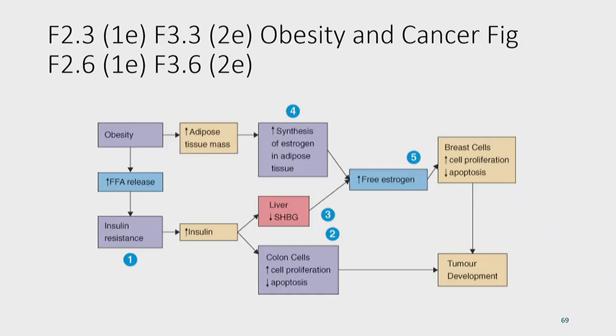With increased levels of adipose tissue and also increased free estrogen in the blood, a synthesis of estrogen occurs in this tissue. So by the two pathways, the levels of free estrogen rise in the blood, and this estrogen can stimulate the proliferation of breast cells and suppress their apoptosis, resulting in tumor development. High levels of insulin can also directly act on colon cells, again stimulating their proliferation and suppressing apoptosis, resulting in tumor development.